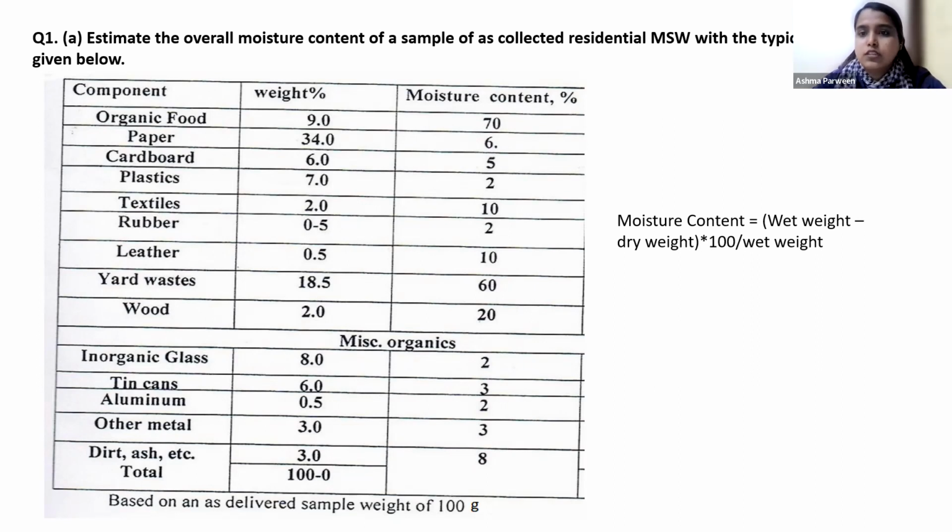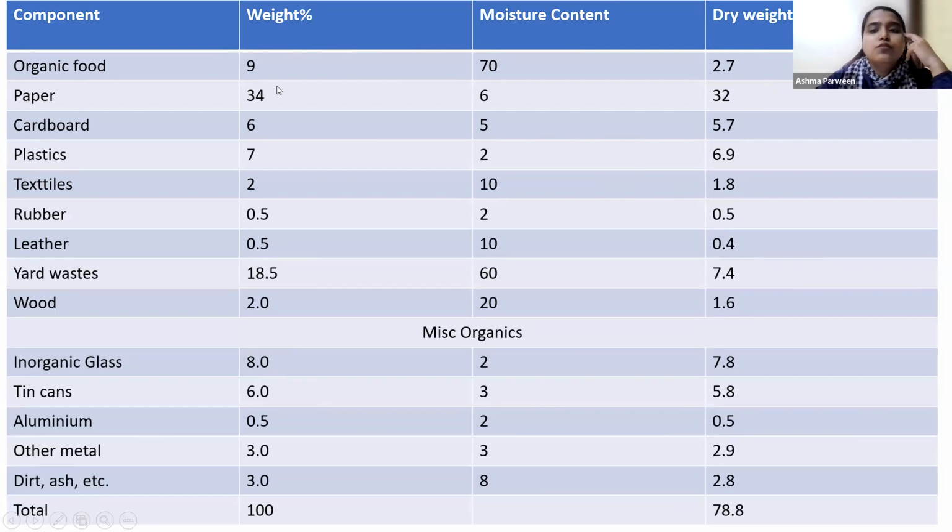So I'll discuss the answer. It is better to make a table like this. For each component, we have been given the weight percentage and moisture content. So for paper, 34% of the waste is paper, and we have 100 gram of waste. So the wet weight will be 34, and out of that, 6% is moisture content. So 94% is dry matter. So we will multiply 0.94 into 34, we will get 32.